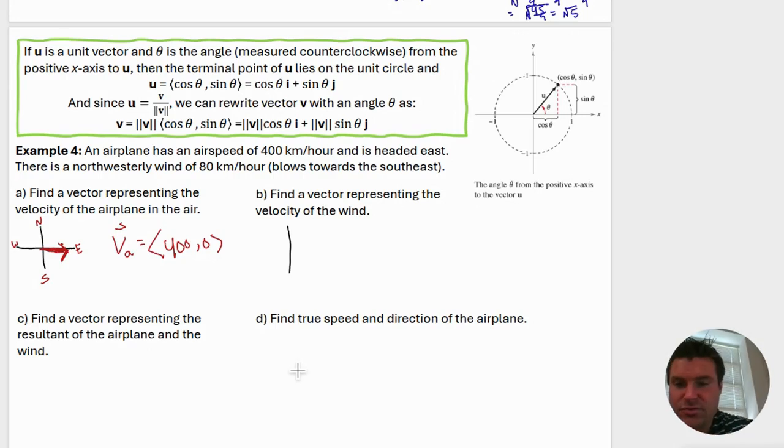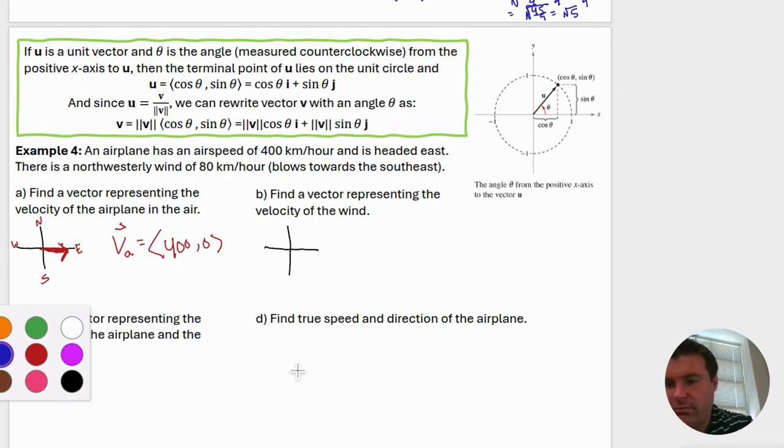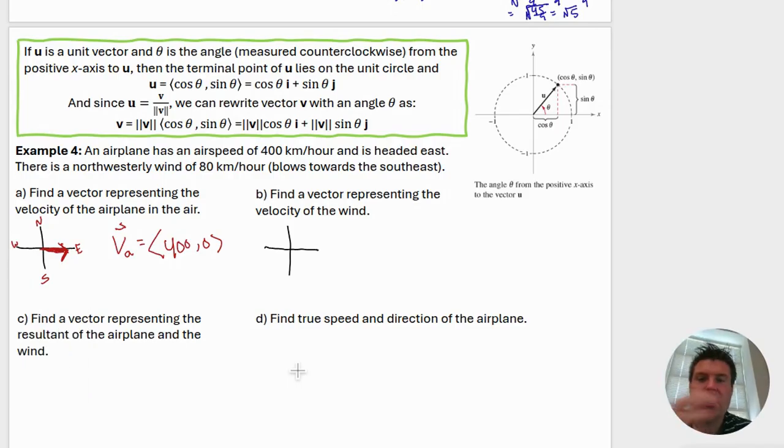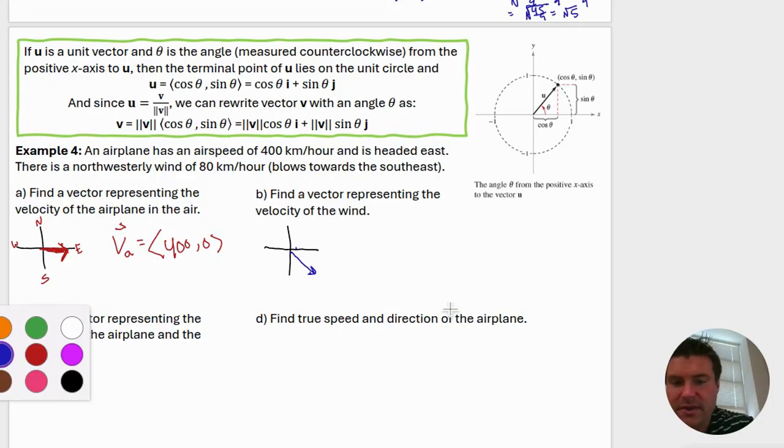So again, I'm going to draw my axis here. And when I talk about the wind, I don't know, blue wind? Sure. This is going to go towards the southeast. So southeast is this way. So I have to figure out what this angle measure is from here to here. So what is that theta value?